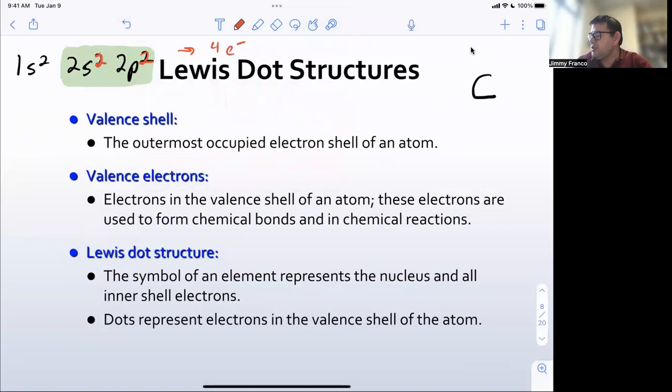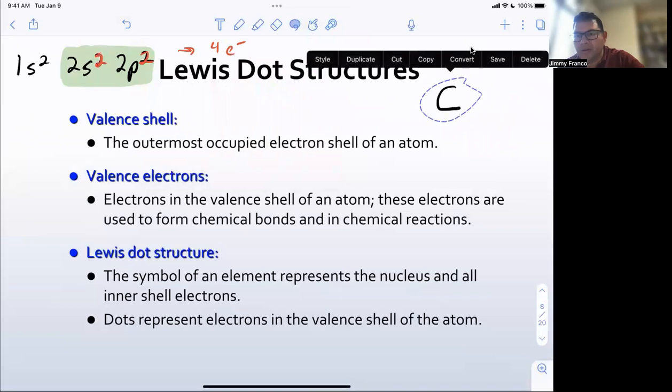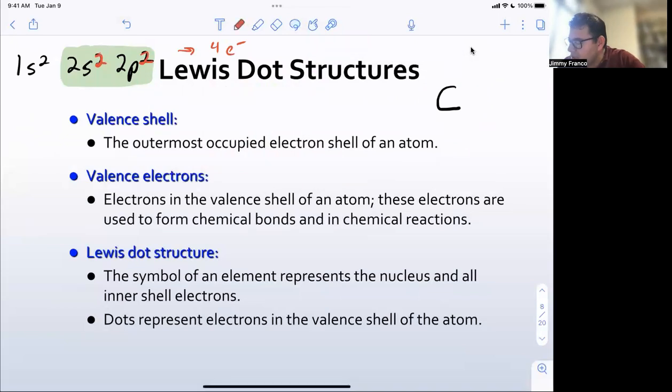Now, the way you're going to draw this is you almost want to envision that there's a box around carbon. If you're assuming there's a box around carbon, we're going to put 1 electron on each side. And that would be our Lewis dot structure. All right, let's try the same thing for oxygen. Oxygen has an atomic number of 8.